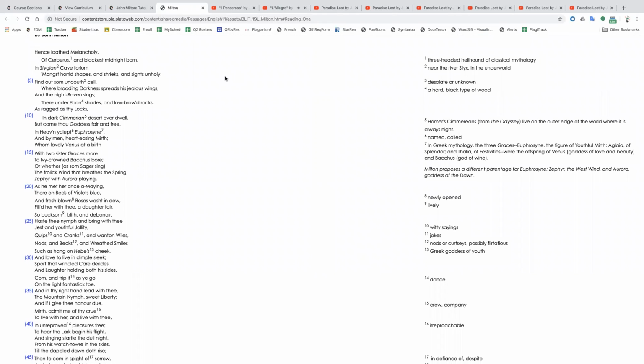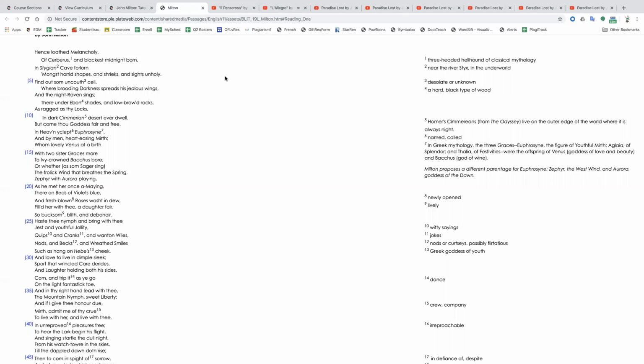Hence, loathed melancholy, of Cerberus and blackest midnight born, in Stygian cave forlorn, mongst horrid shapes and shrieks and sights unholy. Find out some uncouth cell where brooding darkness spreads his jealous wings, and the night raven sings there under ebon shades and low-browed rocks, as ragged as thy locks, in dark Cimmerian desert ever dwell.